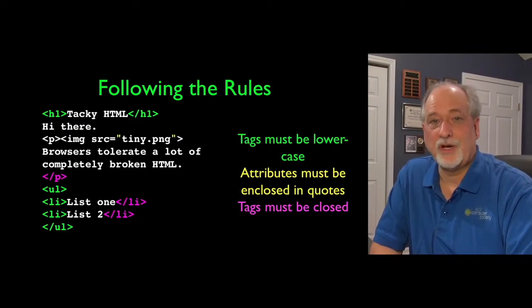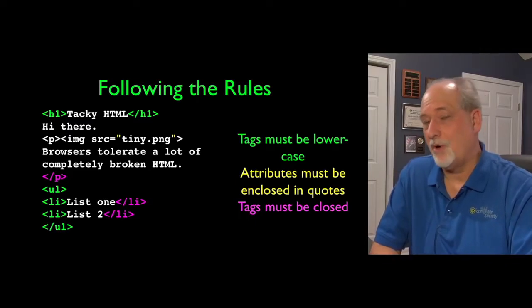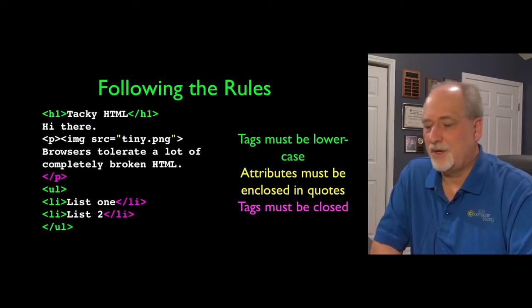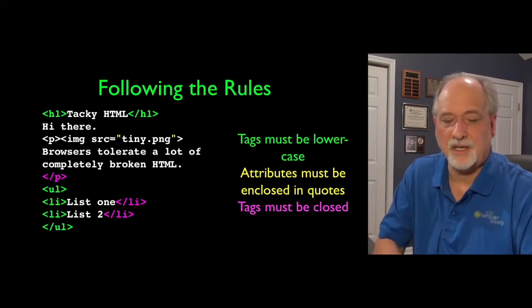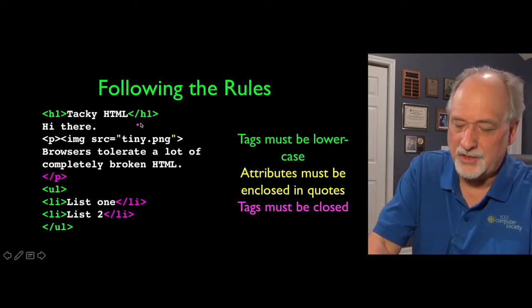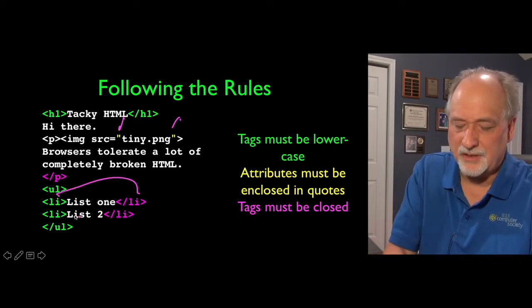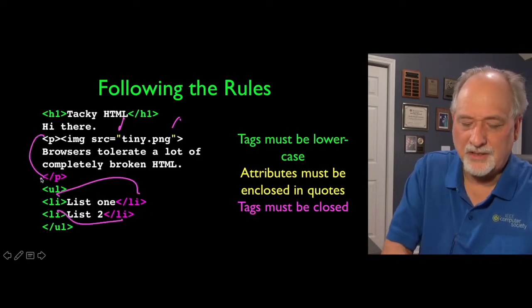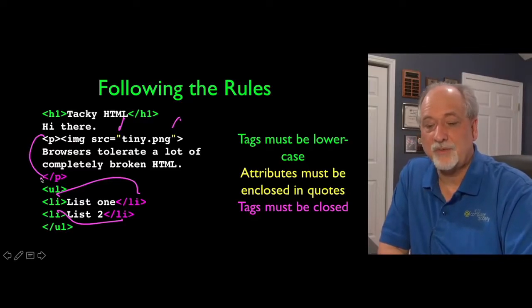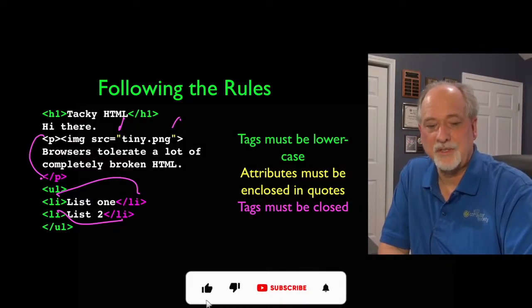Now, once we started having rules, then we tend to want to follow those rules. And so tags need to be lowercase. Attributes like this image source equals have to have double quotes around them. You have to have open tags and closed tags, open tags and closed tags. And so there's a set of rules, and now we are much more precise about our HTML.